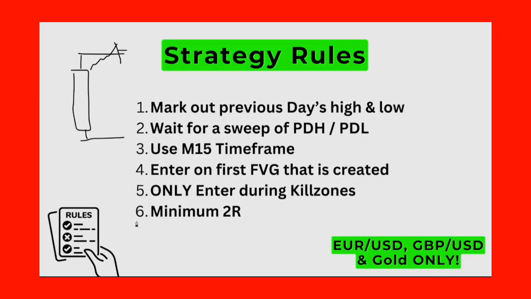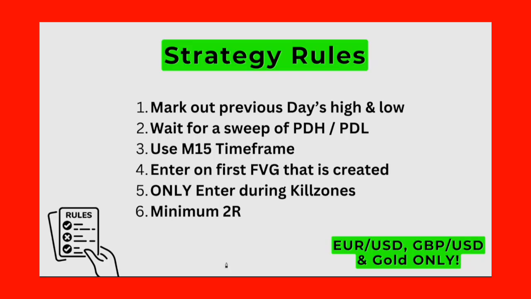And rule number 6 says, I want you to go ahead and take a minimum of 2R. So, when you move on to live examples, I'm going to share with you exactly where you need to place your stop loss. We are placing a stop loss above the swing high that grabbed liquidity, or the swing low that took out the previous day low. That is where we are going to place our stop loss.